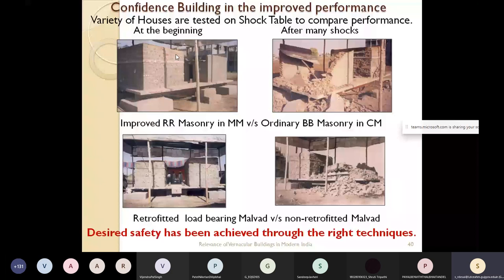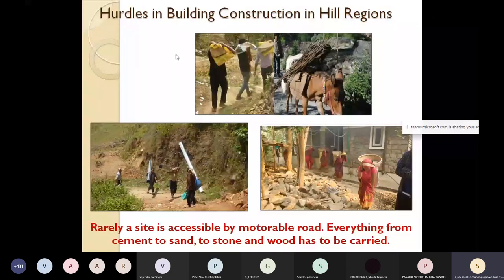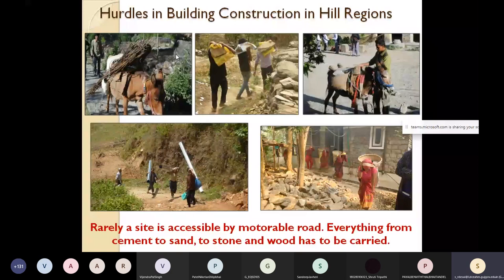Now, let's look at the hills. One of the problems is constructing disaster resistant houses in the hills. Today, if you are going to use RCC bands, forget about an RCC frame, look at the left-hand picture and see what happens. The house near the road is all right, but rarely in the hills do you have a site on the road. Something even fronting the road may be 50 feet up or 50 feet down from the road. So practically everything has to be carried.